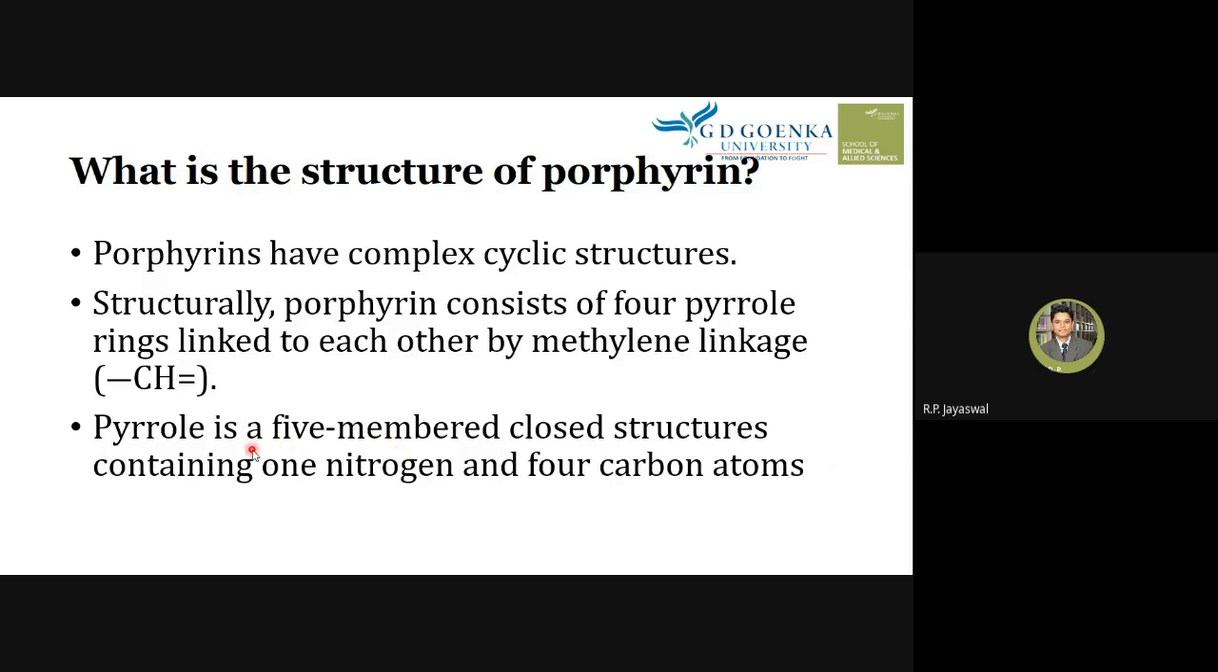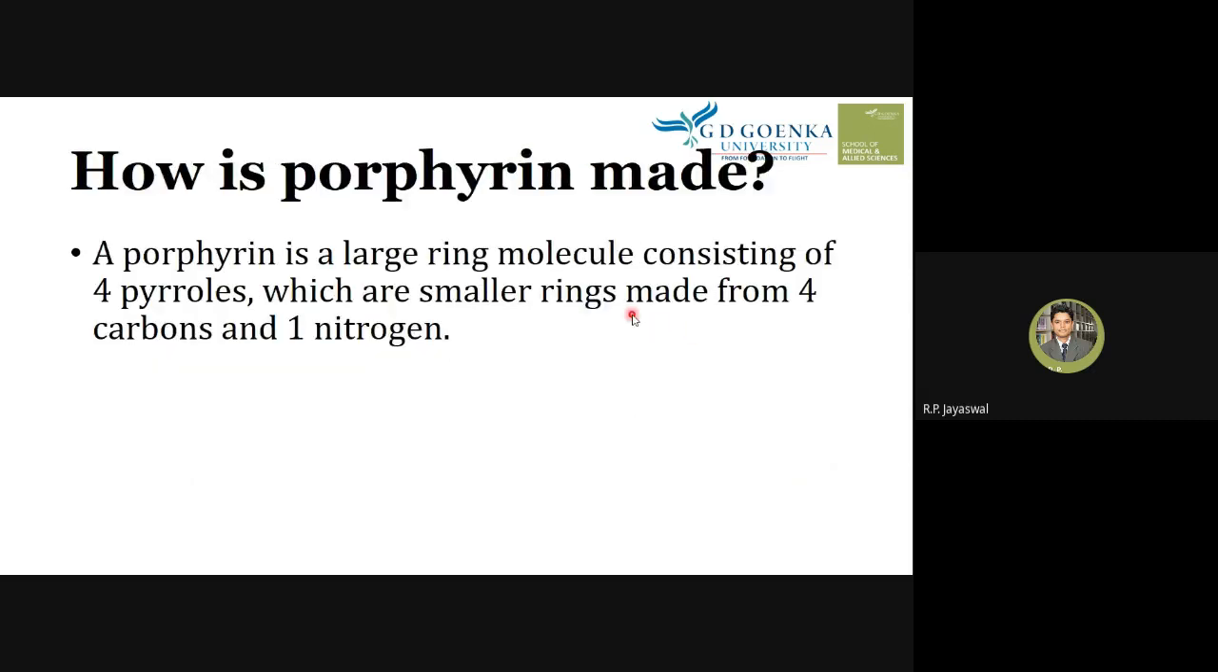There are four pyrrole rings. Each pyrrole ring, if you see the structure, is a five-membered closed structure made up of one nitrogen and four carbon atoms. So this is how you can explain the answer for what is the structure of porphyrin. How is porphyrin made? Here also it has a similar answer. Porphyrin is a large ring-like molecule which consists of four pyrrole rings, which are smaller rings made from four carbon and one nitrogen. And if you see the carbon or nitrogen atoms, there are four carbon atoms in each pyrrole ring and one nitrogen atom in each pyrrole ring.